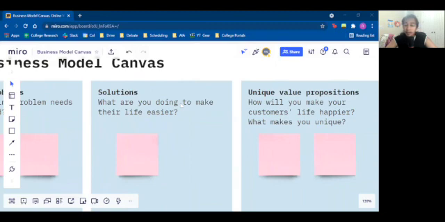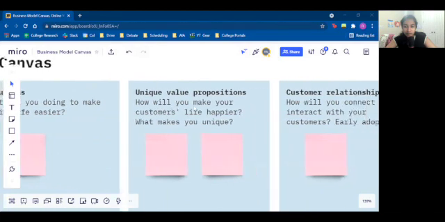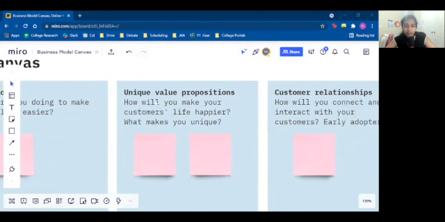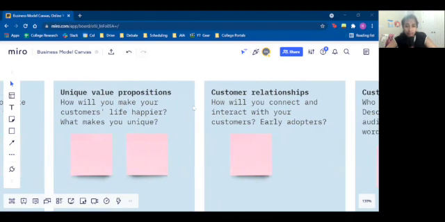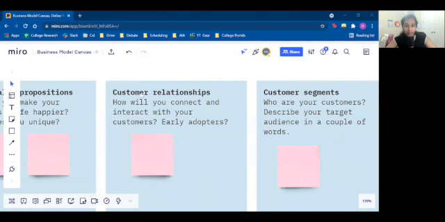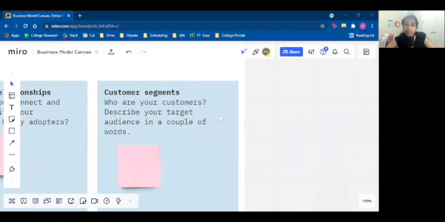Describe some of the characteristics of your solution as well, not just that you're making an app. What is the app doing specifically? Next, unique value propositions. How will you make your customer's life happier? What makes you unique compared to your competitors? Directly reference how you're going to achieve a leg up against your competitors. Next, customer relationships. How will you connect and interact with your customers? Who are your early adopters going to be when you do the initial testing and validation? Could be friends around you, but they have to fit in your target market. Keep thinking about that. Next, customer segments.